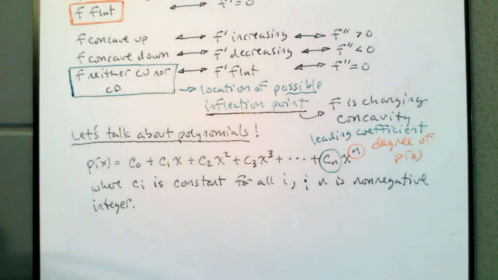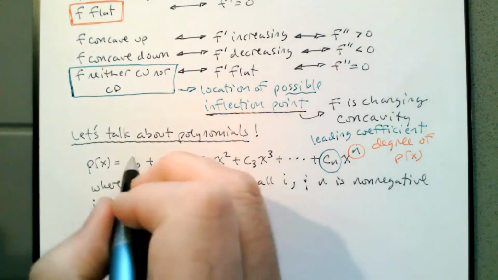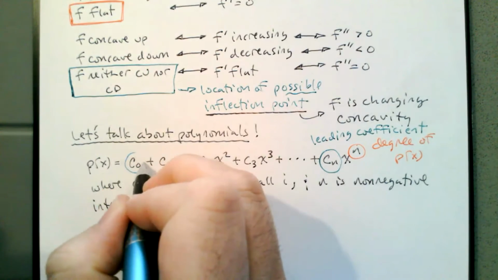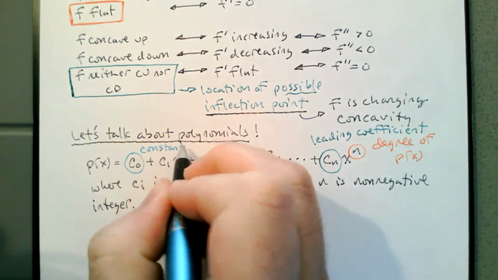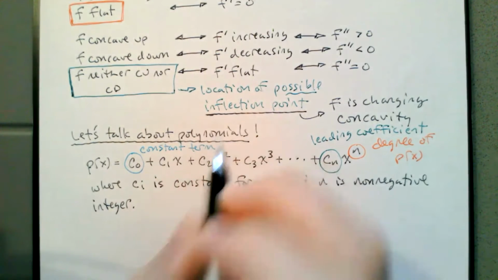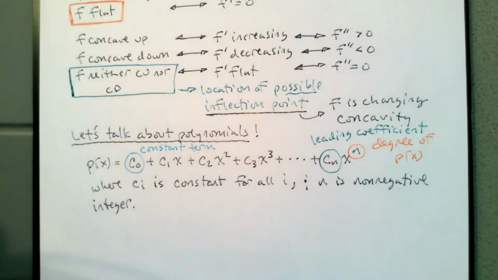So from the highest degree term, we get the degree of the polynomial and the leading coefficient of the polynomial. Another significant term that we sometimes want to point out would be the constant term. So c sub 0 is the constant term.